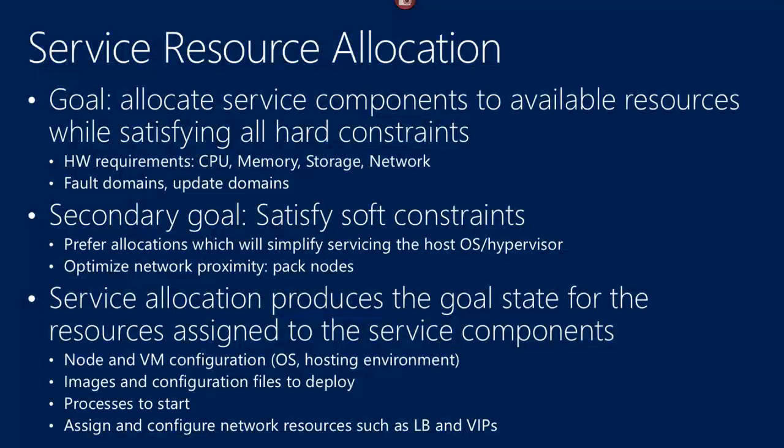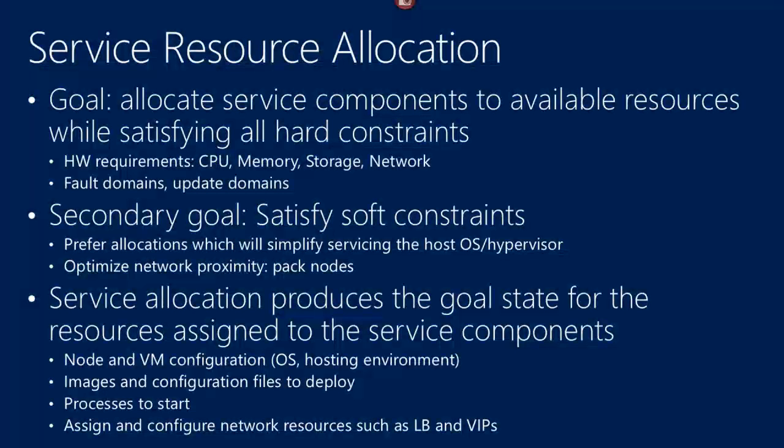The hard constraints are, if you ask for an A6 VM, we've got to give you an A6 VM. We can't say, oh, there's a nice server over here with enough room for an extra large. You say, no, I want my A6 or my A7. So that's a hard constraint.